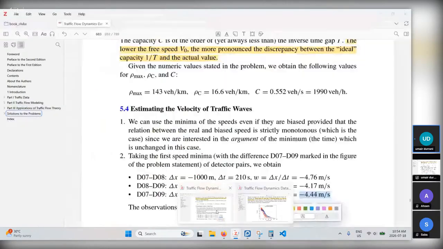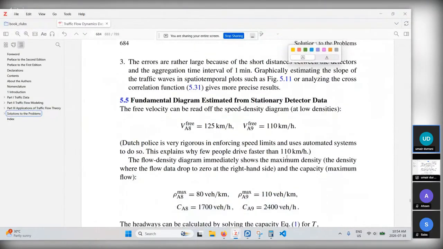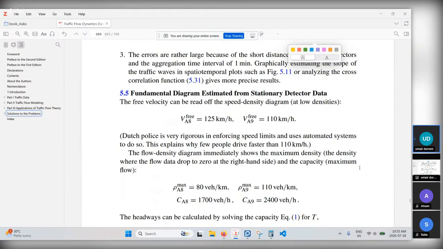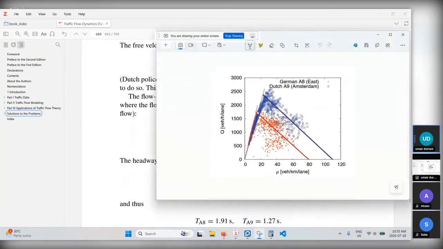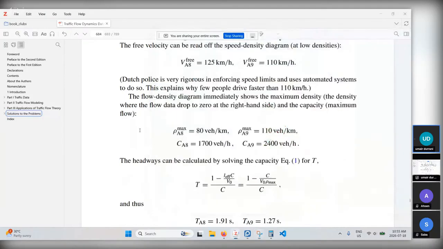So let's see what the solution says. So here they say the free velocity can be read off that speed density diagram, which we previously saw, 125, 110. And the flow density diagram immediately shows the maximum density and capacity. So we have also estimated 80 and 110 from the plot. And here's the capacity, 1700 vehicles per hour and 2400 vehicles per hour. So if you see here, this does seem to be 1700 and 2400 because that's the maximum flow. So that is the capacity.